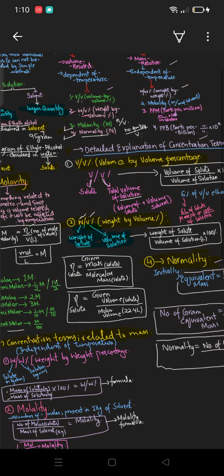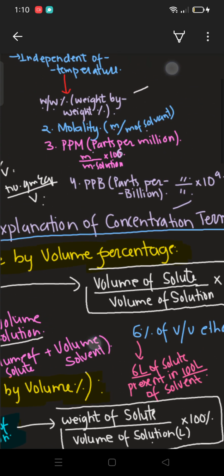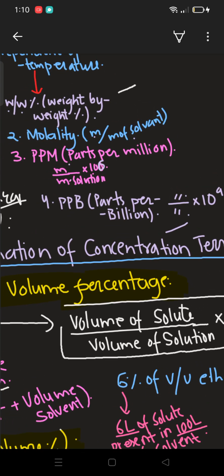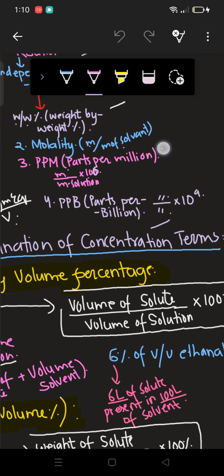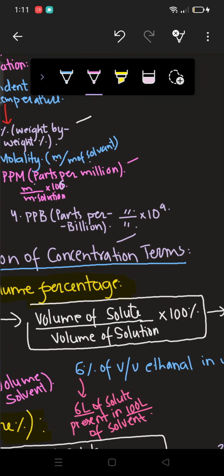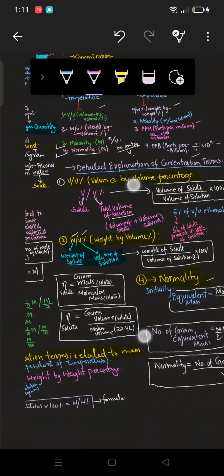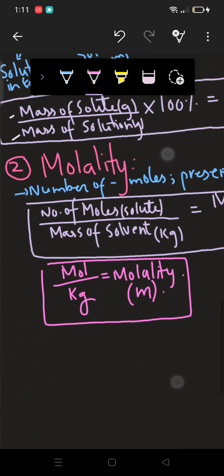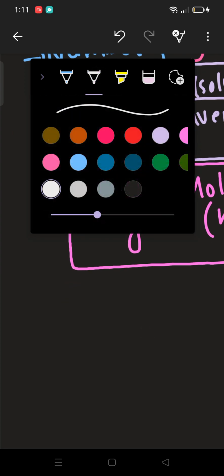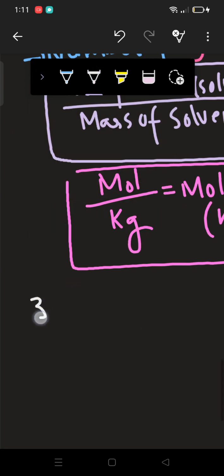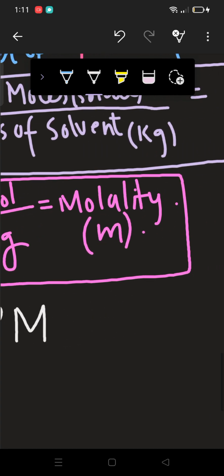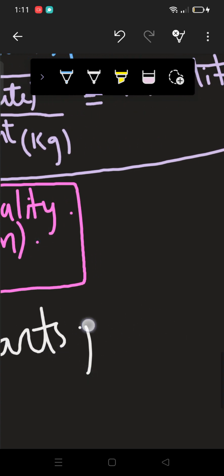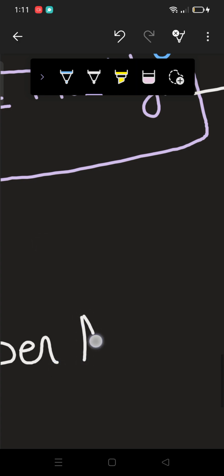In today's video we are going to discuss the two remaining terms, of course, ppm and ppb. ppm is basically parts per million, right? And ppb is parts per billion. Okay, so here we are actually going to start first with ppm, which is parts per million.